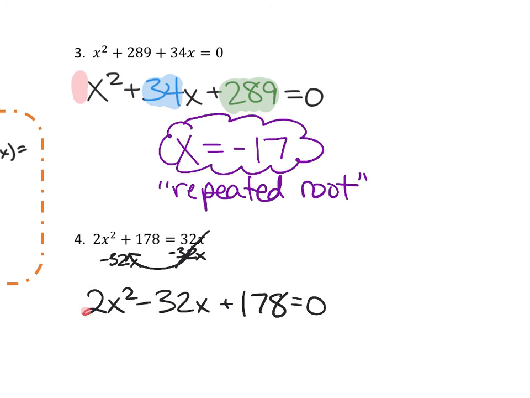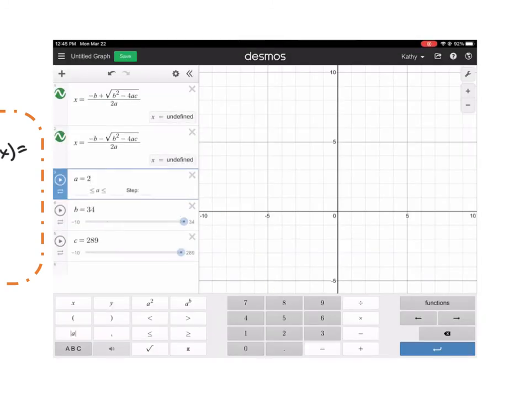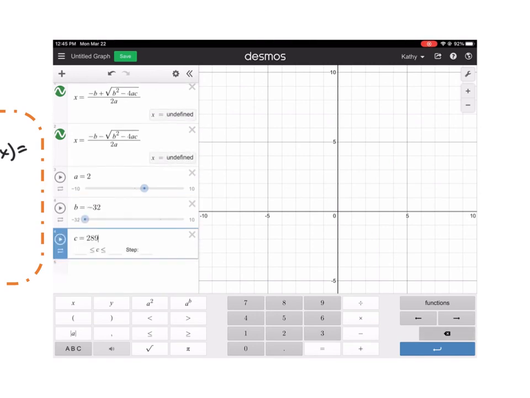And now we have A, we have B, we have C, and we're going to pull out our handy dandy quadratic equation, sing our little song to ourselves, and solve this. So here it comes. We change the numbers of A, B, and C to 2, negative 32, and 178. Bloom, bloom, bloom. And whoa, it says undefined.